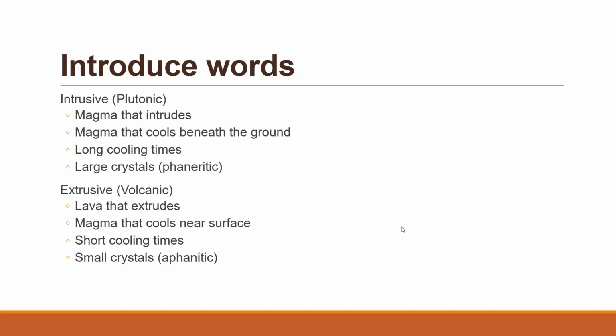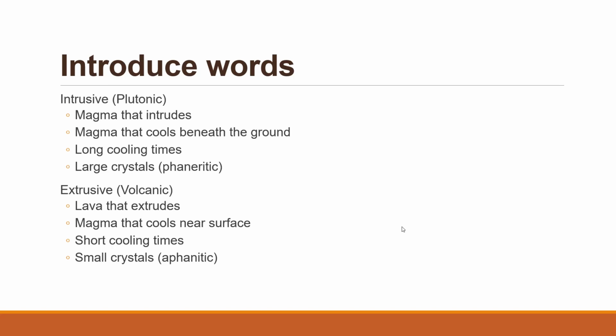So intrusive or plutonic rocks. Intrusive means that it is inside the earth. Plutonic refers to plutons. This is an igneous mass inside the earth. So this is magma that intrudes. It cools beneath the ground. These have long cooling times, so they tend to have large crystals, which is called phaneritic. Remember, phanero means visible crystals.